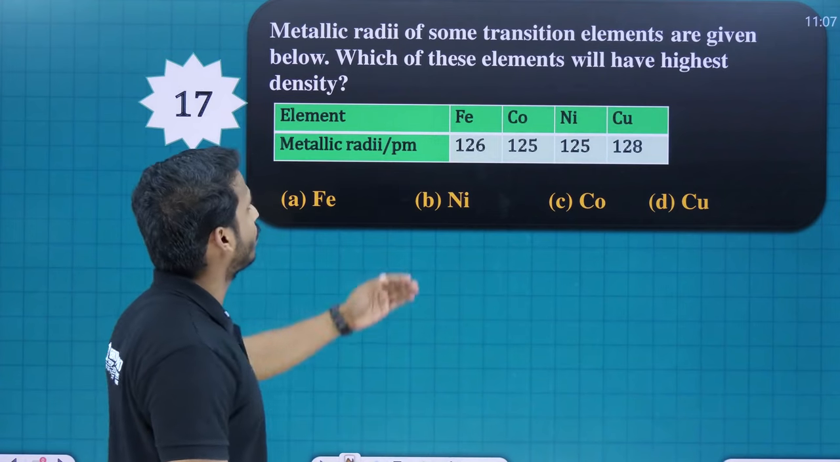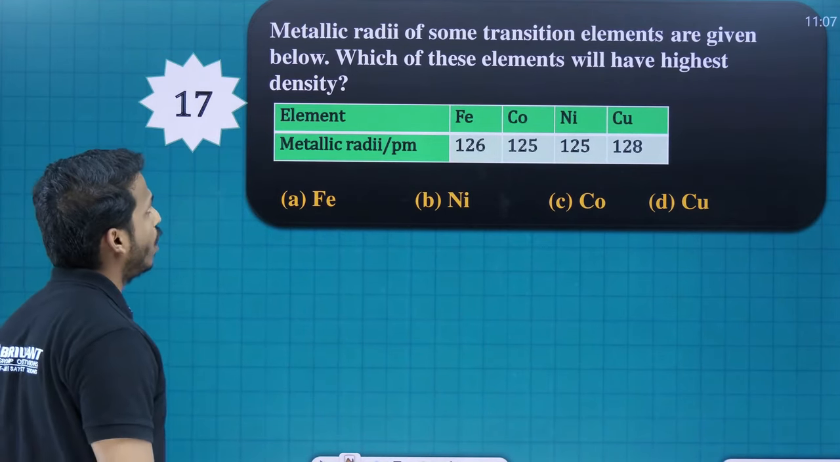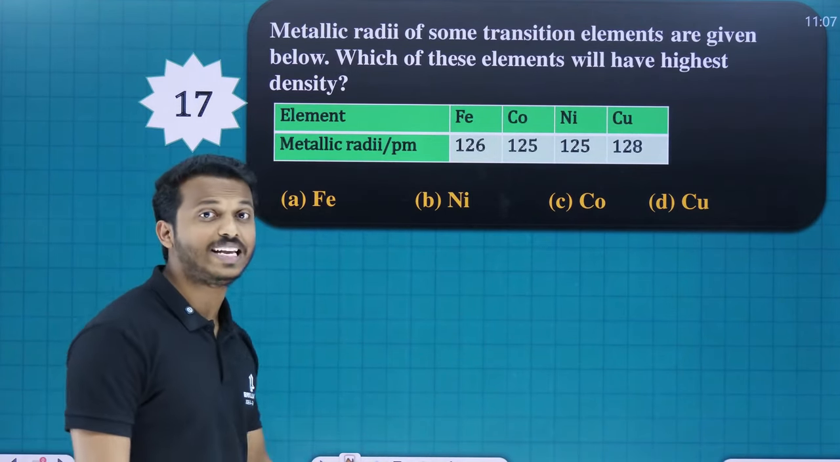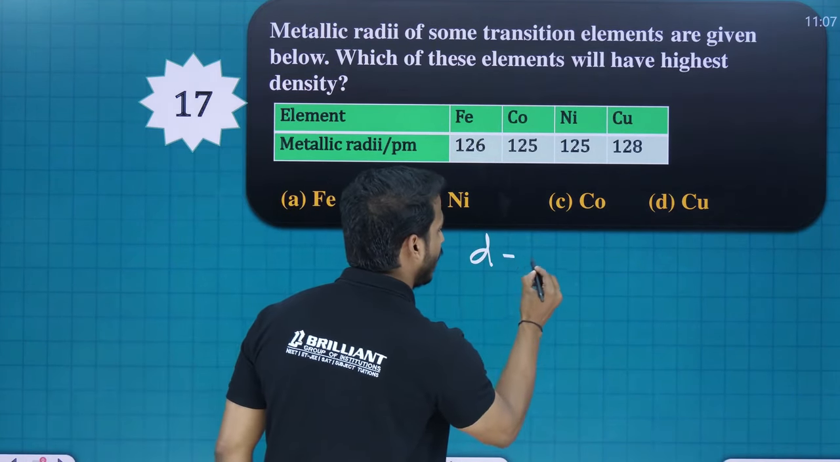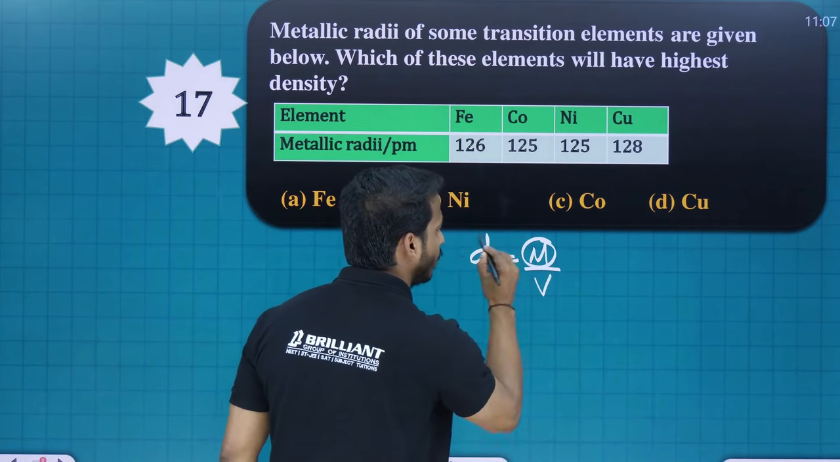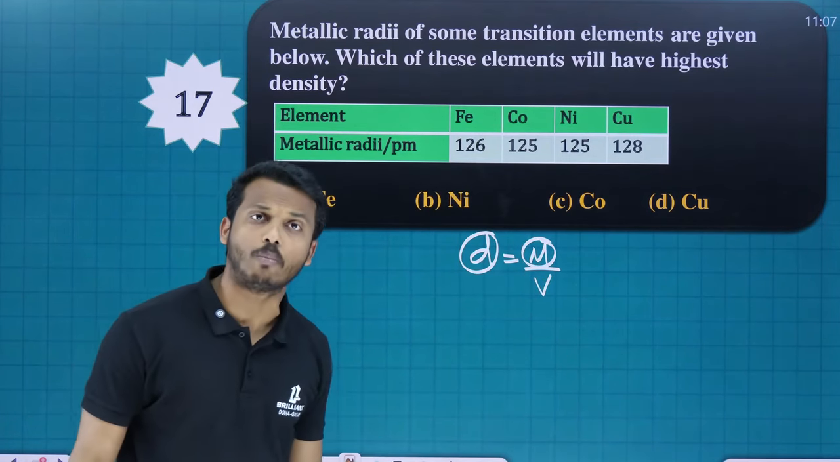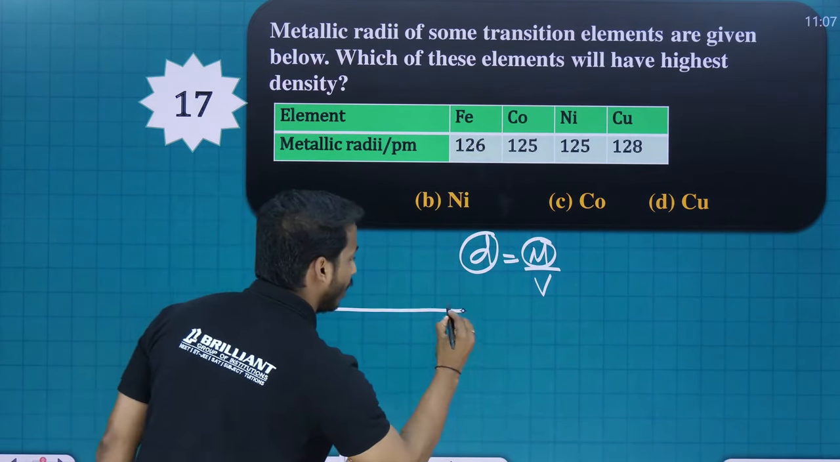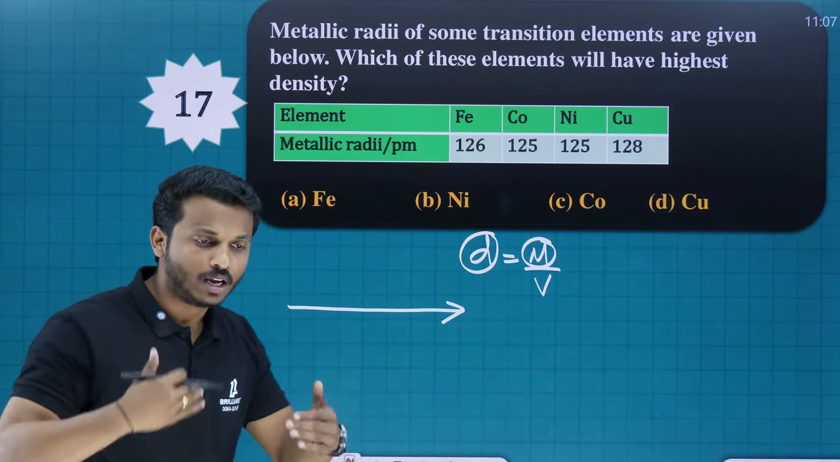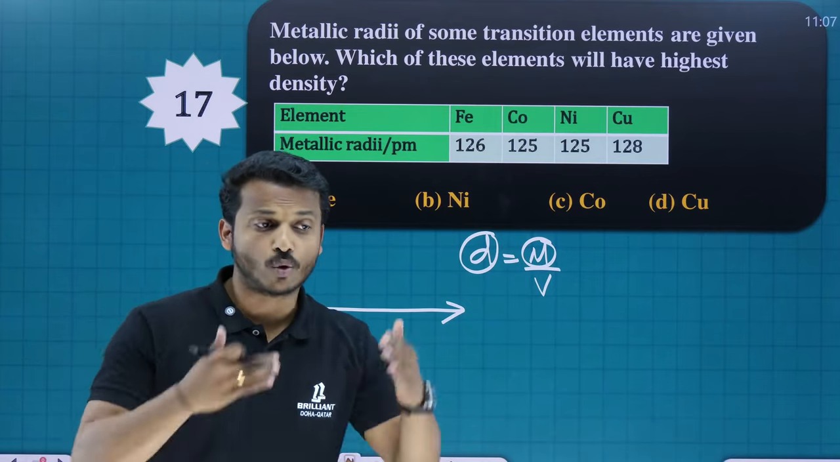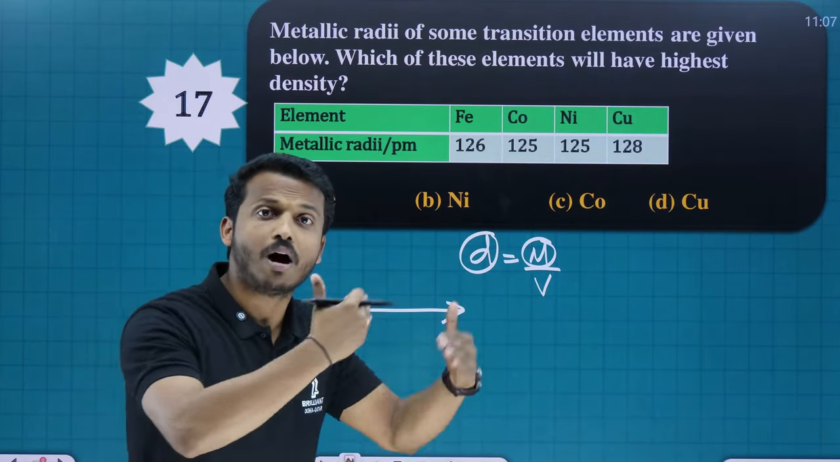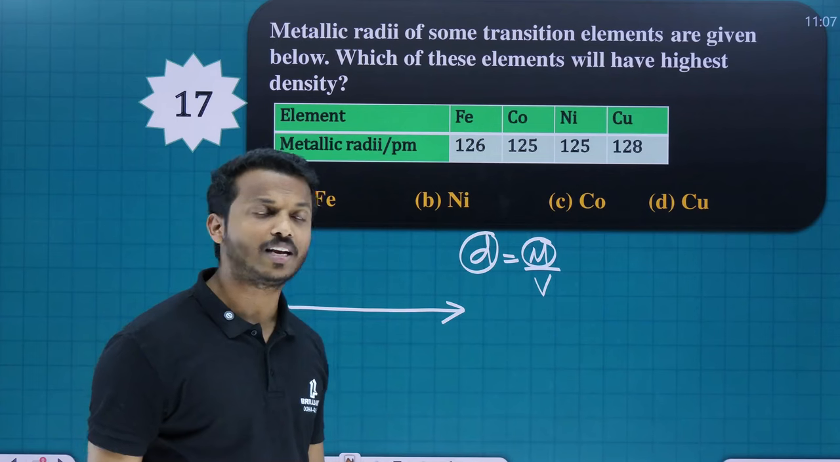Next, question number 17. Metallic radii of some transition elements are given below. Which of these elements will have the highest density? Density mainly depends on what? Mass by volume, right? Density is directly proportional to mass. If you go from left to right, atomic number increases, electrons are getting added, so the mass increases, so density increases.